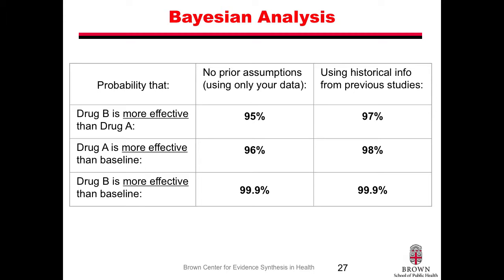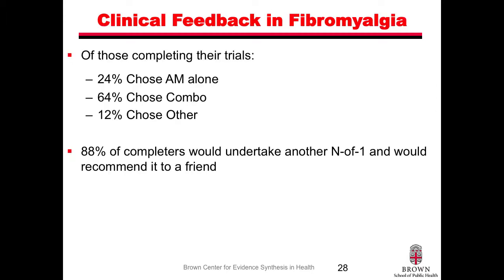And as you can see, at least for this particular patient, who's not the one that I showed you the graph of, these probabilities are pretty high. So not only does each drug seem to work better than the baseline, but B seems to be a little bit better than A, and it doesn't really seem to matter whether you use the prior or not. So this would be a fairly clear decision.